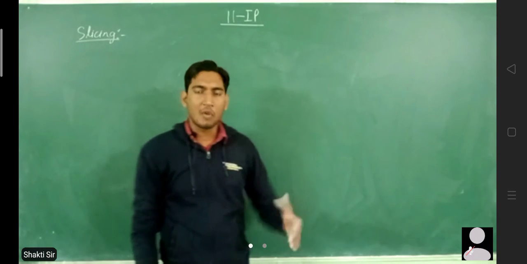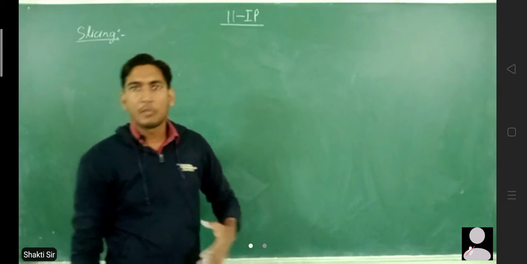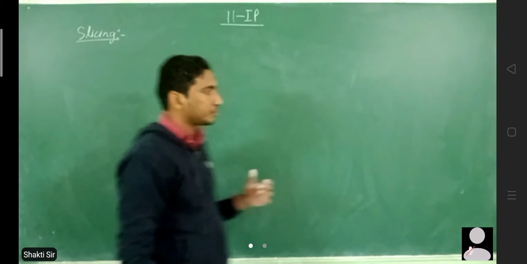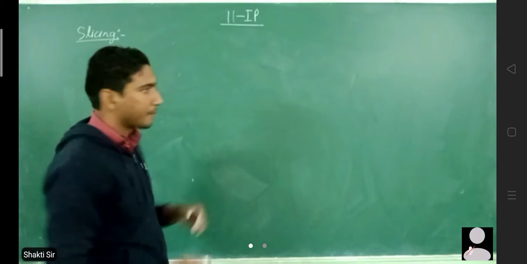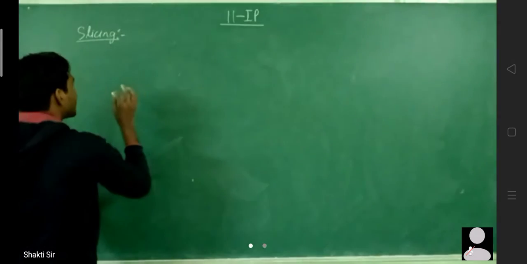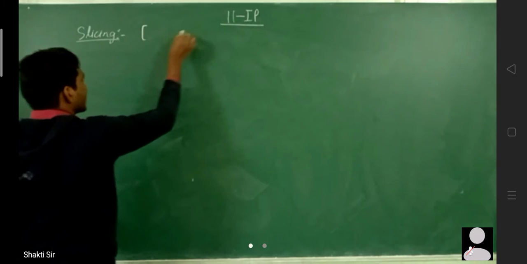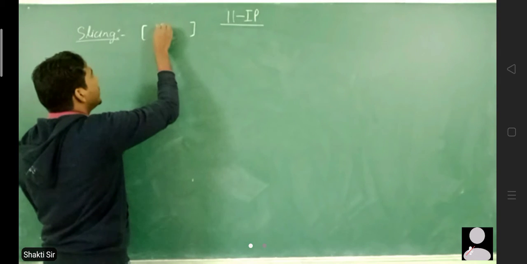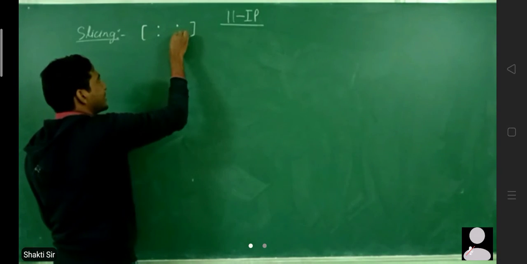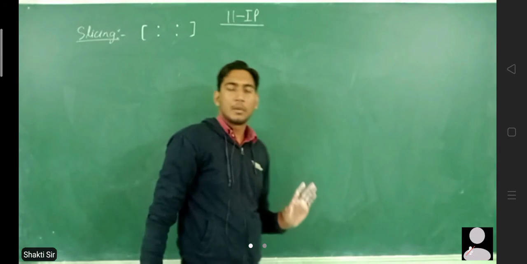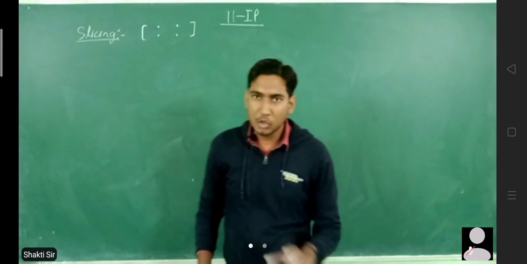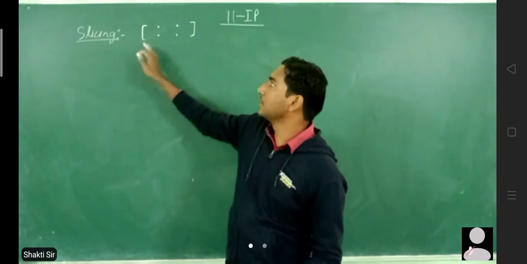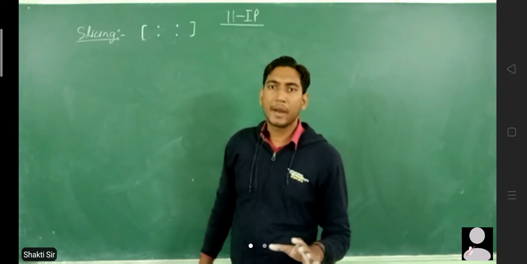Start is the one from where we have to start, stop is the one till where we have to go, and step is the number of steps we should take. So let us see an example. Basically slicing is used like this. We use square brackets, and inside the square brackets we use two colons. So basically for slicing we use a square bracket, and inside the square bracket we use two colons.